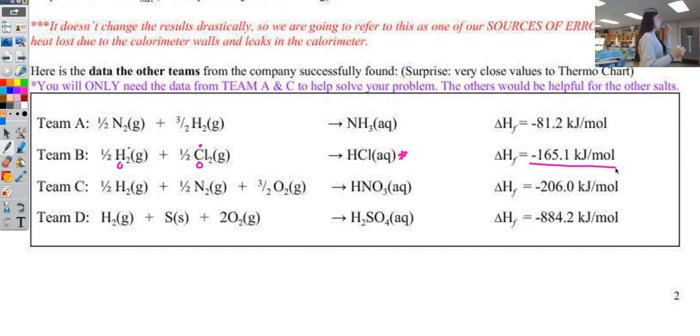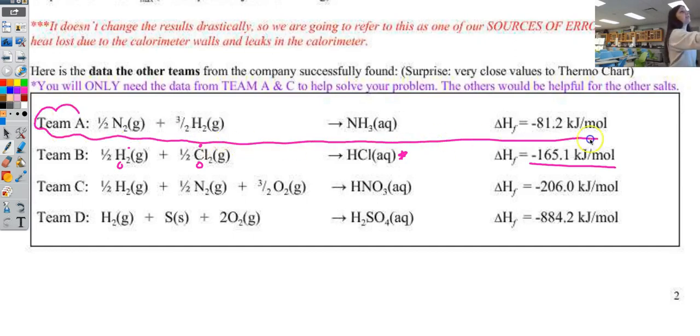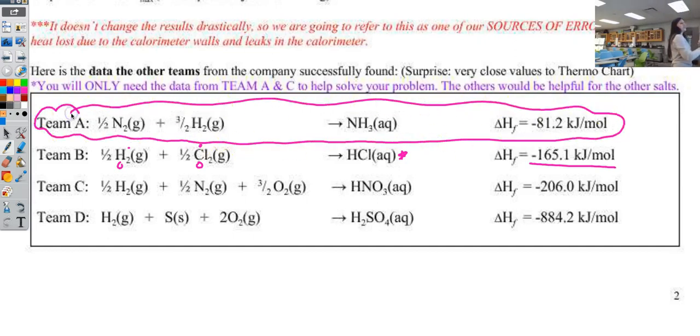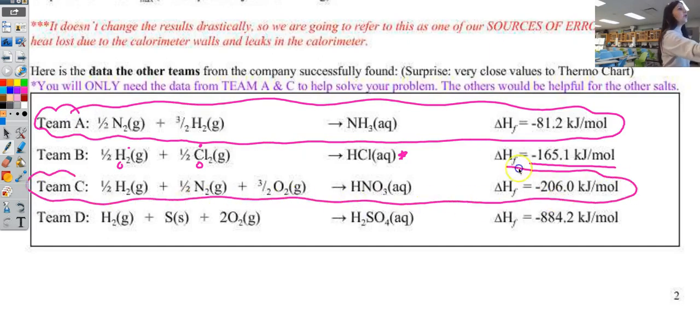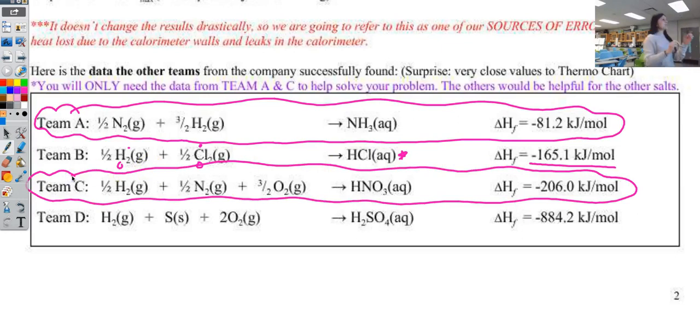But since we are only doing this for the nitrate, then we need team A. So you're going to want to make sure that you mark this somewhere, that you remember this. We're going to need team A, and we are going to need team C. So the only two that we actually need are ammonia, because we're using ammonium nitrate, and then the nitric acid one because that's what we're using in our lab. We're not using hydrochloric or sulfuric acid in ours, okay? So just to give you an idea of that as well.